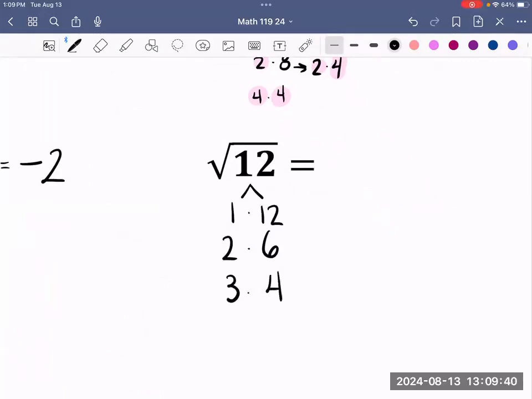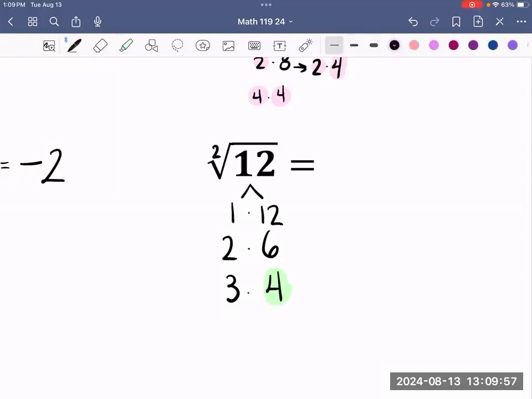Now, we're under a square root. If you don't see the number, it's going to be a 2. Do you have a perfect square found within 12? Well, 4 is going to be that perfect square.